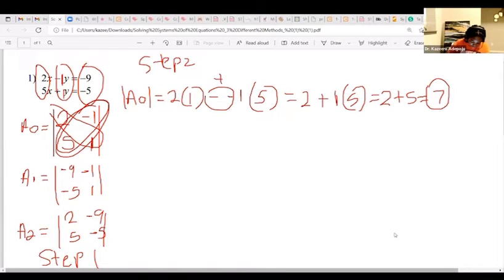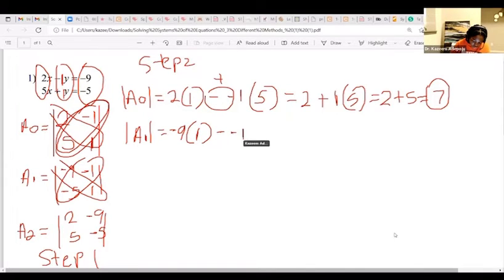So now we're going to get the determinant of A1. We put our determinant sign, A1, and then equals. Now we cross multiply exactly like we did the other time. So we do -9 times 1, and then just like the other time, minus, and then -1 times -5 equals. Now let's solve for this over here.